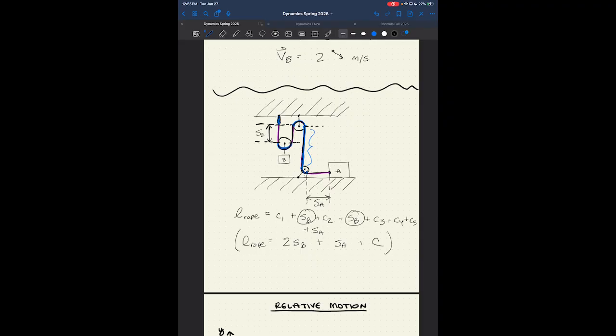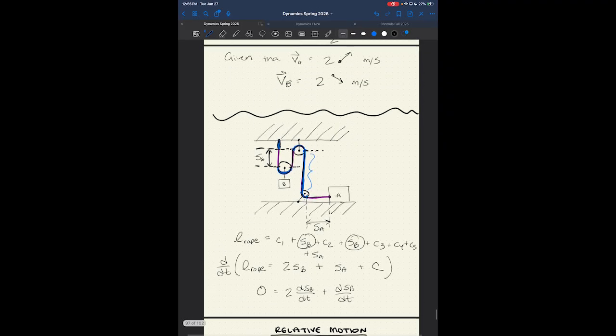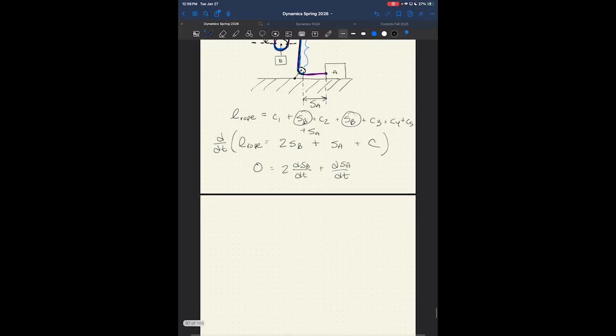And if I take a time derivative, I get 0 equals 2 plus... okay. Now, if I put one quantity on either side of the expression, we can start to talk more about how they're related to each other. So maybe I do dSA dt equals minus 2 dSB dt.